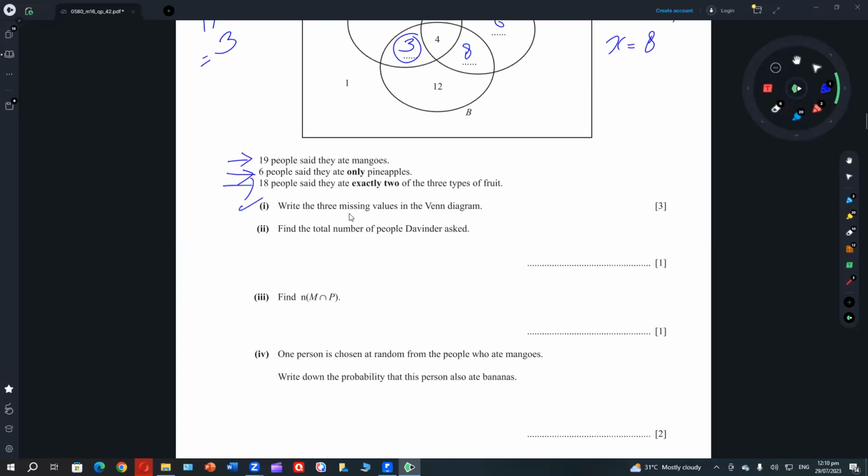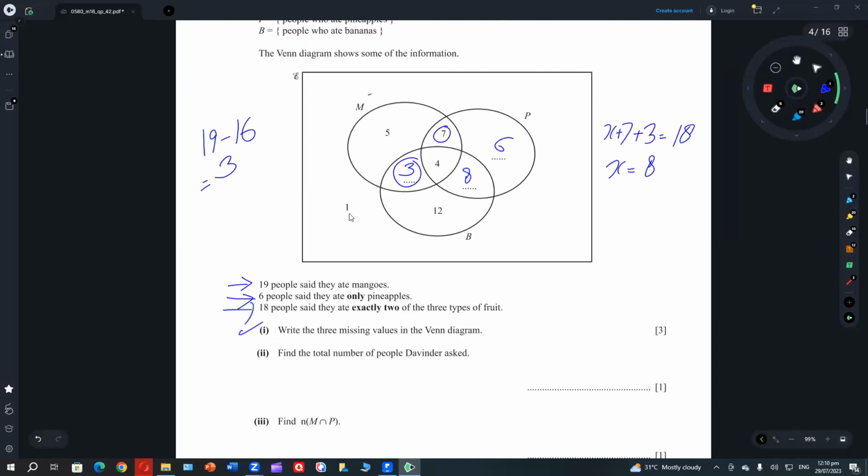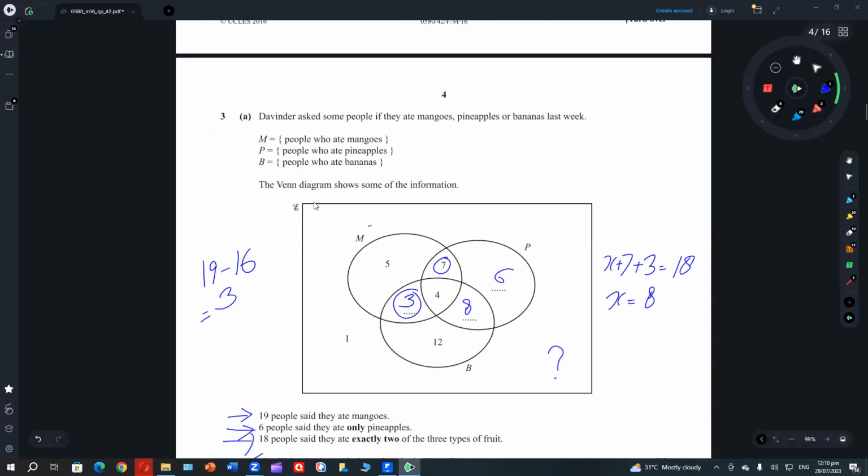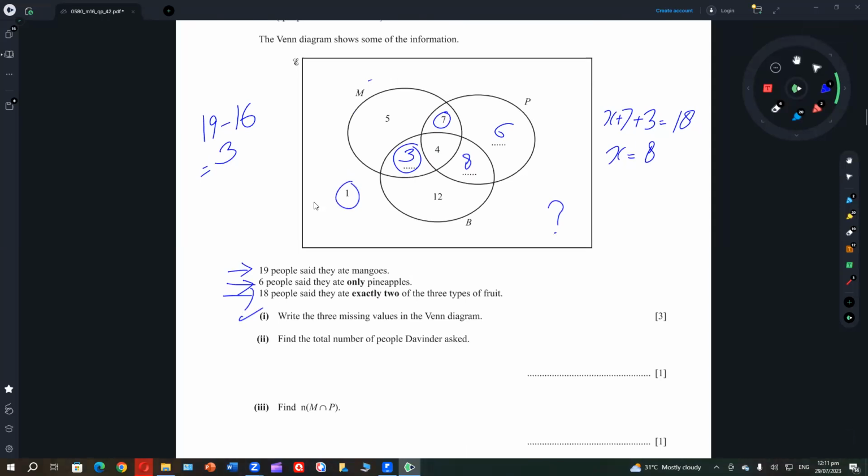Find the total number of people Devinder asked. There is no one outside. Always check this area. Is there anyone who is not eating any of the fruit? The one person outside, yes, that is the one person here. So if we add all the entries, 5 plus 7 plus 6 plus 3 plus 4 plus 8, that is 45, plus 1, so 46.